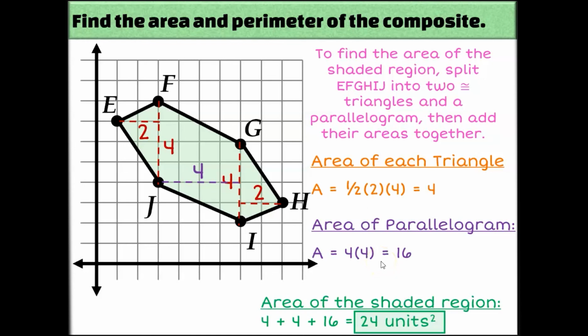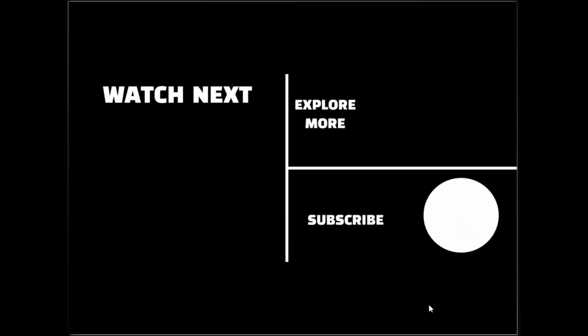So the area of the shaded region, which is both of the triangles and the parallelogram, is a total of 24 square units. And that's all you need to know about calculating the area and perimeter of polygons that have been graphed in the coordinate plane.